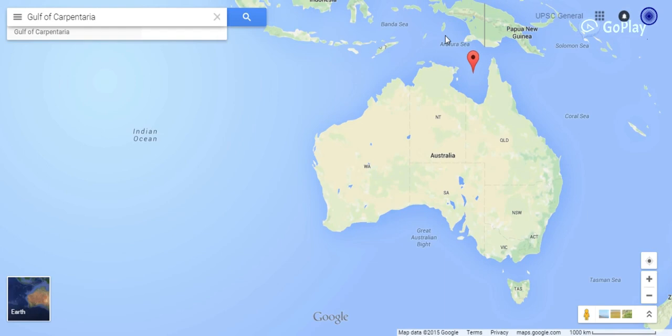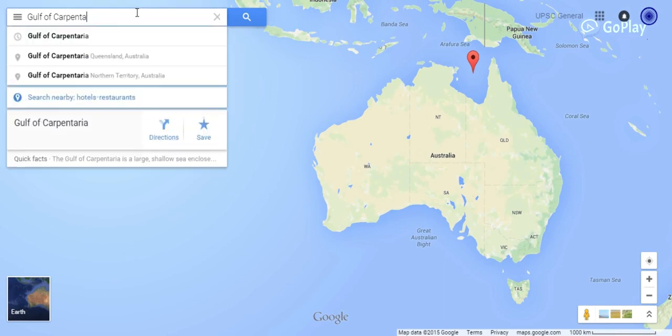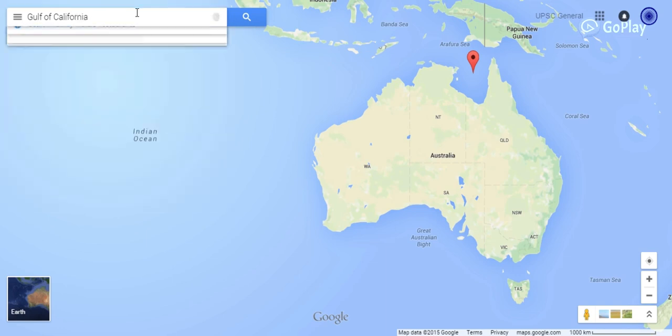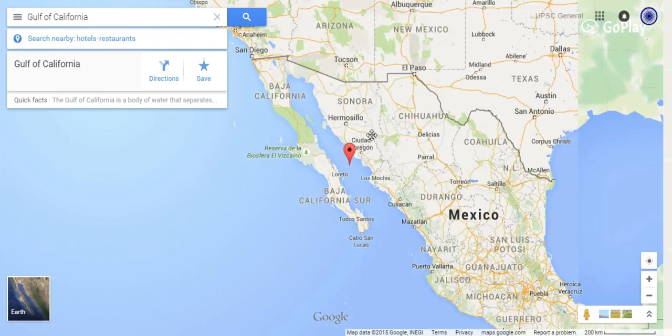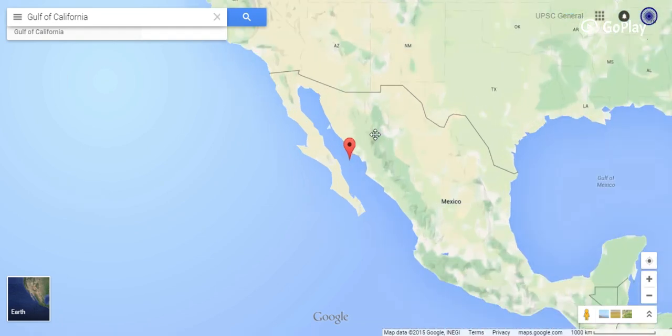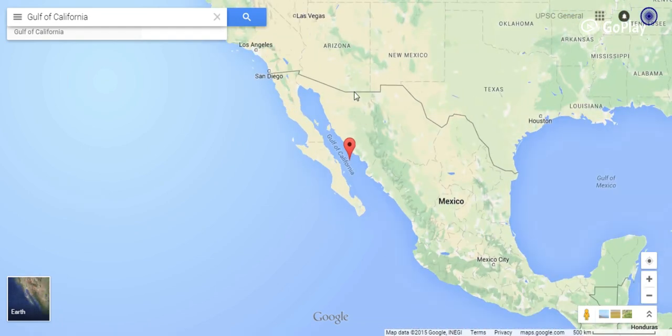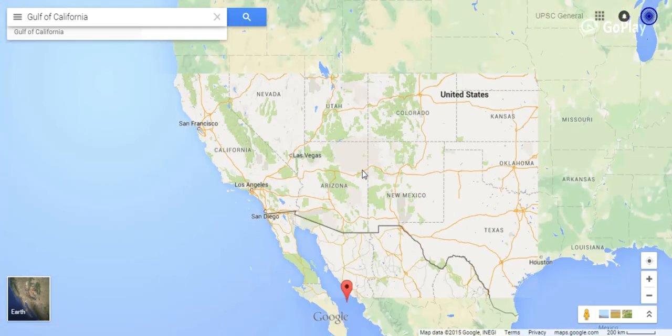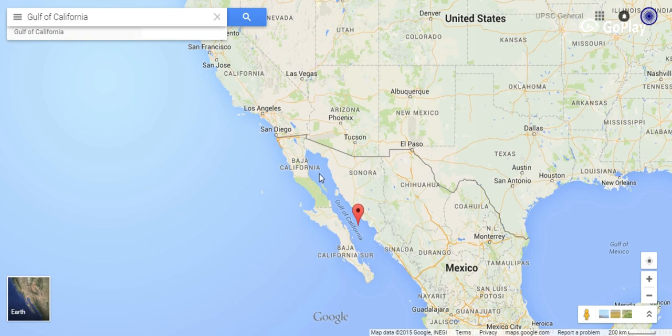And next let's look at the Gulf of California. The Gulf of California is a body of water that separates the Baja California Peninsula and the Mexican mainland. This is the Gulf of California.